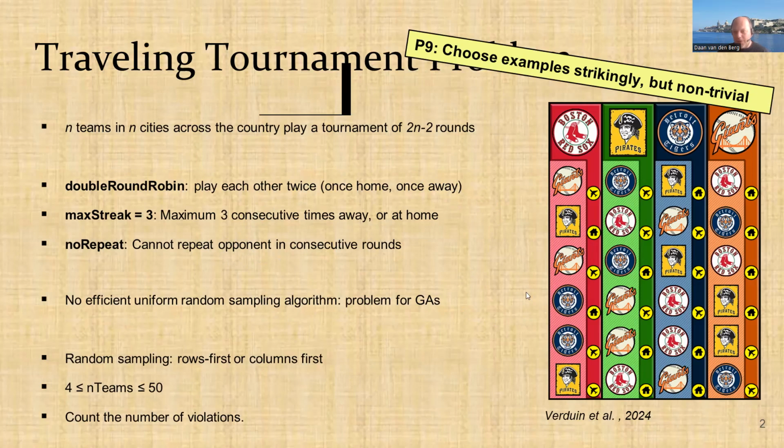But the problem is, with this schedule, we have a no repeat violation here, a no repeat violation here, a no repeat violation here, and a no repeat violation here. Another problem with this schedule is that we have a max streak violation here, but it is also a double round robin violation, because the Red Sox are being played twice at home, so one of these should be away. Now, why is this a problem? Because it is slightly confusing.